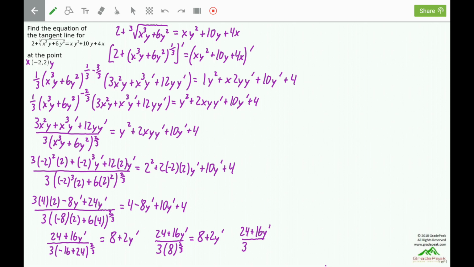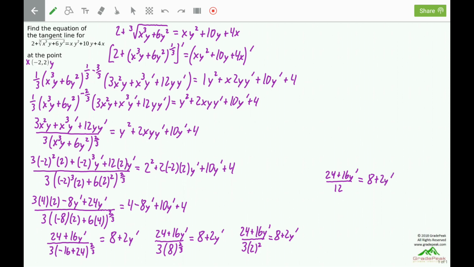2/3 power means cube root for the 3 and square the result for the 2. Cube root of 8 is a 2. So we'll have 2 squared. And this equals to 8 plus 2y prime. So we have 24 plus 16y prime divided by 3 times 2 squared. 2 squared is 4 times the 3 will be a 12 equals 8 plus 2y prime.